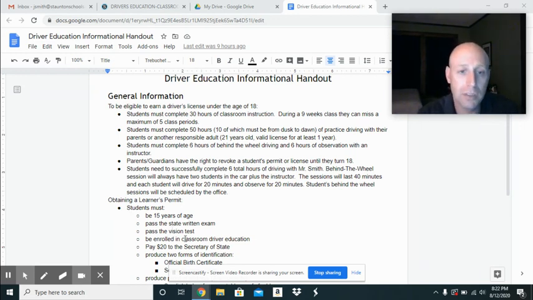You have to be enrolled in classroom driver education. Good news, all of you are. You're in this class right now. You're all in classroom driver education. You will have to pay $20 to the Secretary of State. Even though you'll give that money to me, that money doesn't go to the school. That money goes to the Secretary of State. So that'll either need to be cash or a check made out to Secretary of State. Don't make it out to Staunton High School, Secretary of State.